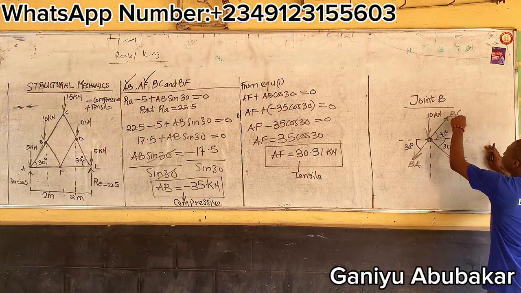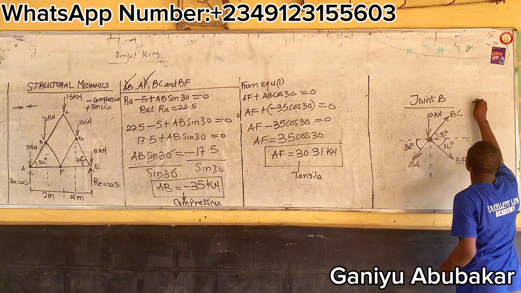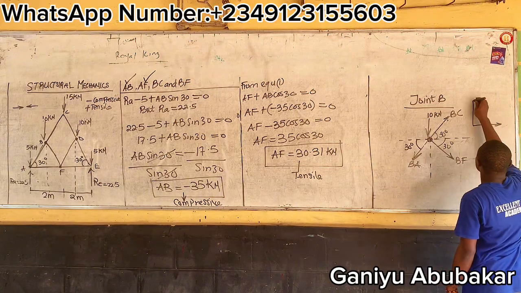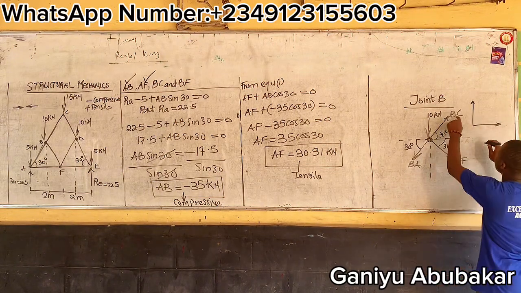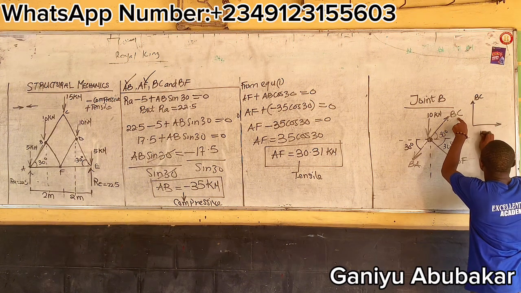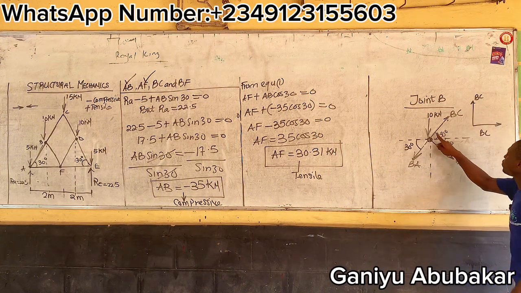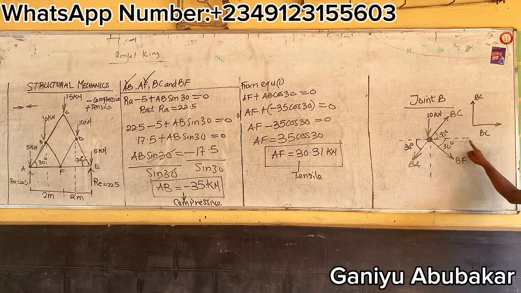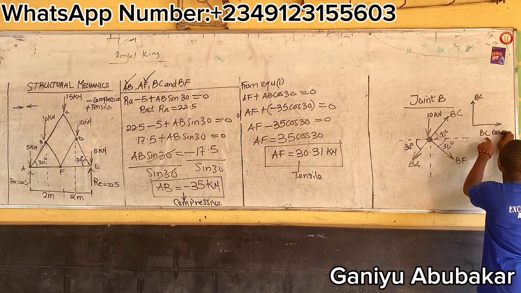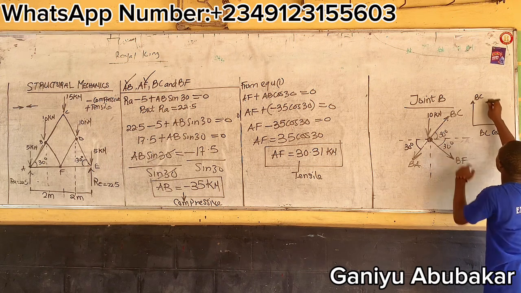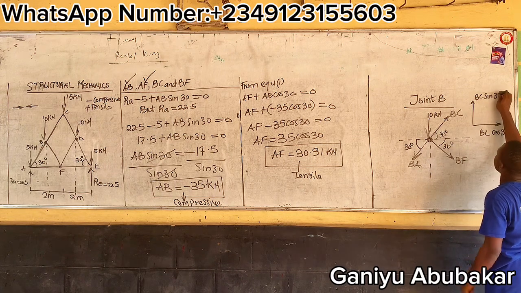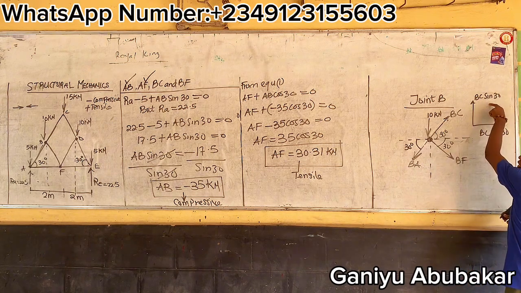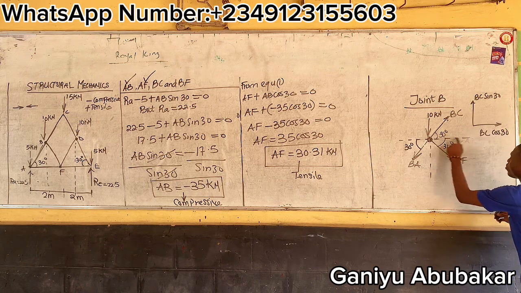So let's resolve the first one. Let's resolve BC at 30. The first is BC, and the angle is facing the horizontal. Here becomes cos, here becomes BC cos 30, and here becomes sine 30. I'm done with this first one.